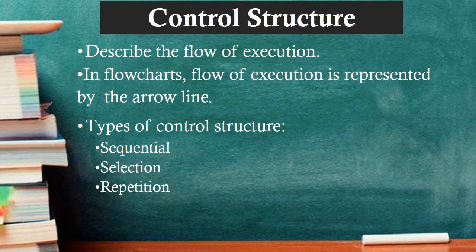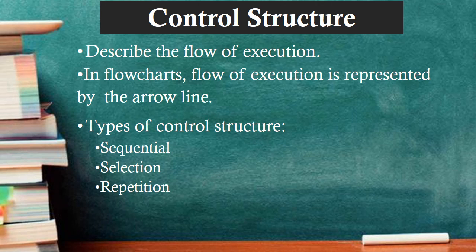So moving to today's lesson, that is about control structures. Let's describe what a control structure is. Let's have a look at the definition. It describes the flow of execution or the direction of a flowchart. In flowcharts, the flow of execution is represented by an arrow line. As we discussed earlier about the standard symbols, arrows are the flow lines which depict the flow of data.